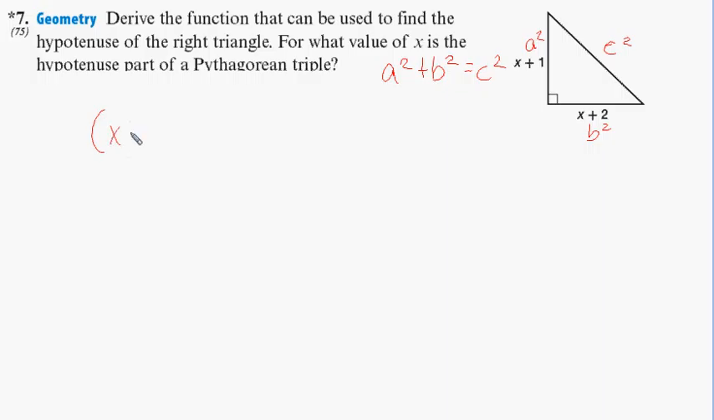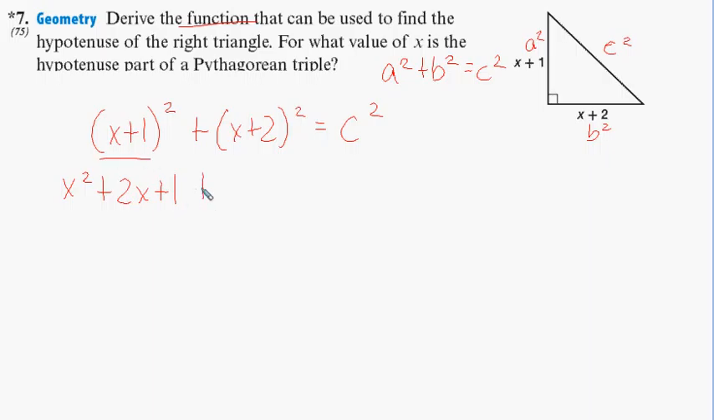So we have (x + 1) squared plus (x + 2) squared is equal to c squared. So let's go ahead and just multiply this out because it says derive the function. Okay, so we've got x squared plus 2x plus 1, that's this thing expanded. And then here we have x squared plus 4x plus 4 is this thing expanded. Okay, so remember we're trying to find c, or the hypotenuse. Okay, so let's add our like terms together.